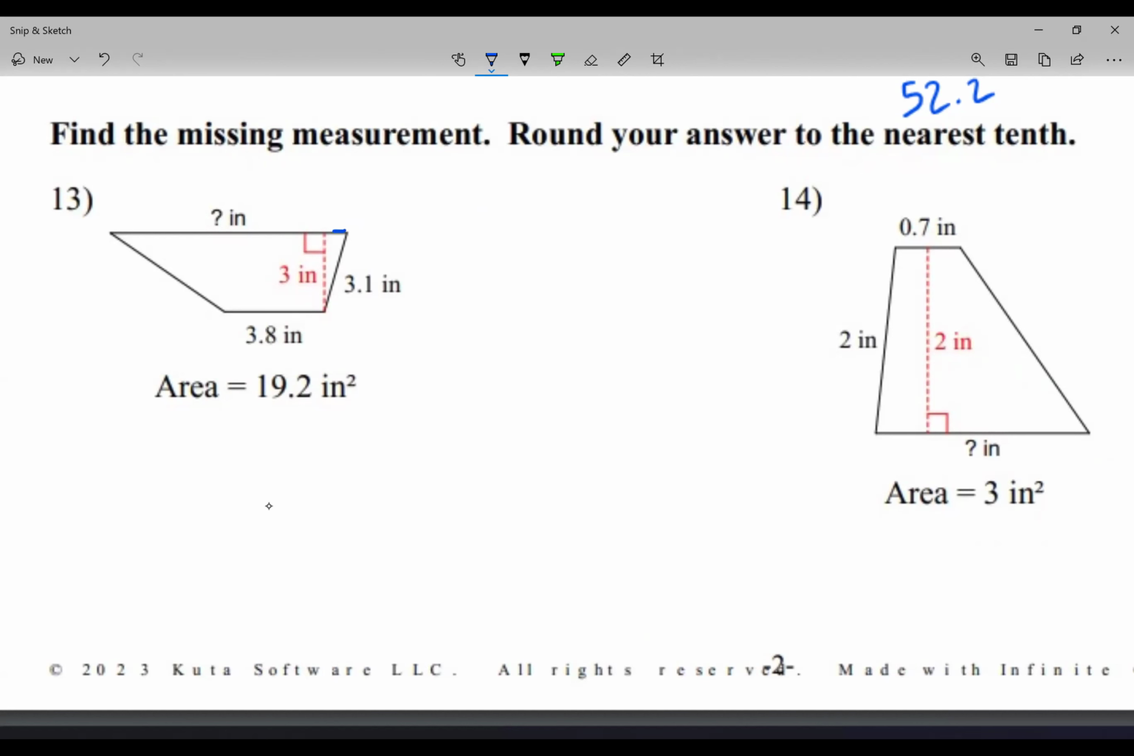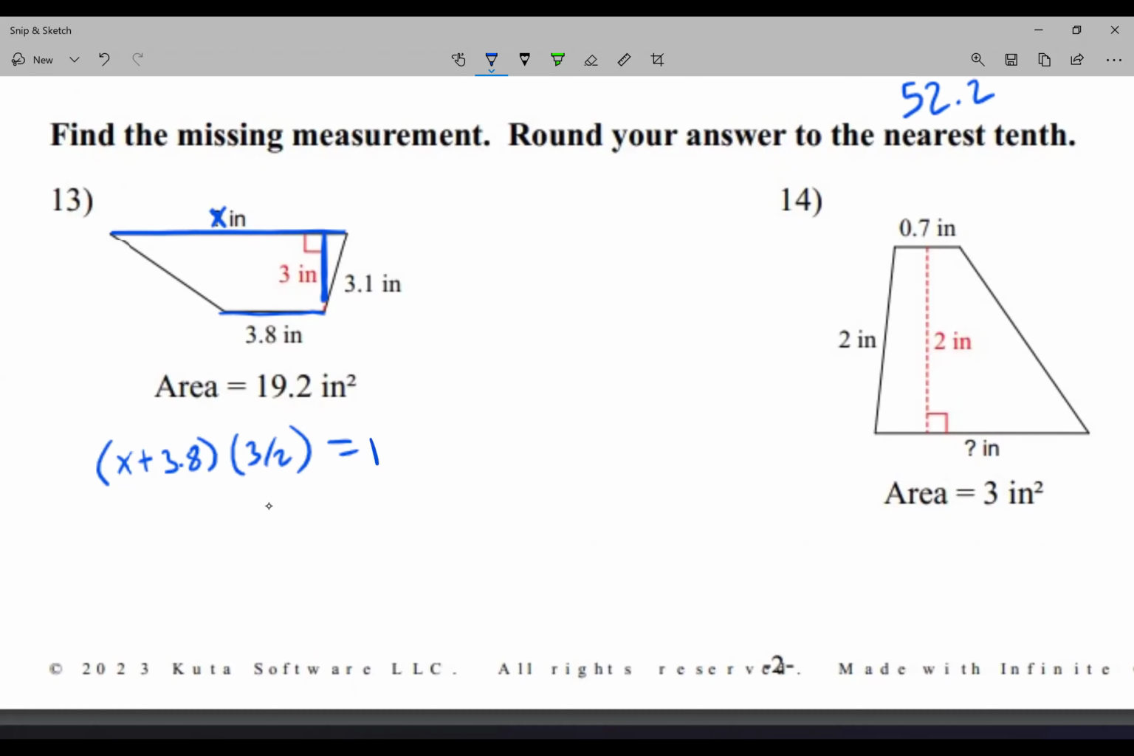Okay, so the two bases, the two measurements that are parallel are these two. One of them I'm going to call X, because I don't know how big it is. For my first parentheses, I have to add the bases, so X plus 3.8. My second parentheses, I look at the height, and I have to go 3 divided by 2, right? The height divided by 2. And this is going to equal 19.2, which is the area.